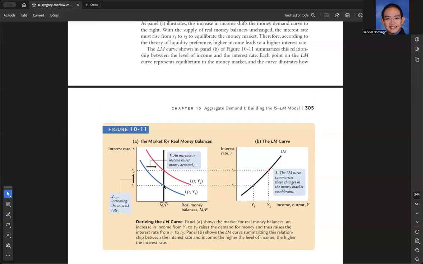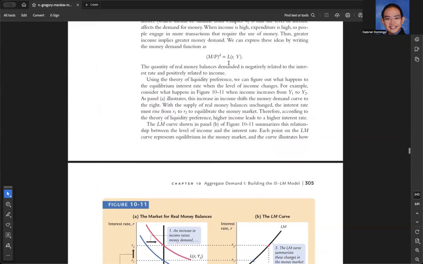If you move to the right along the dotted line here, it will touch the new red line here. And what's important to notice is that this spot here is actually a higher M over P relative to before. So your real money balances demand is higher for any given real interest rate. That means it's a shift to the right. You want to hold more real money for any given level of R, which is the cost of holding money. So you have L now as a function not just of R, but of Y.